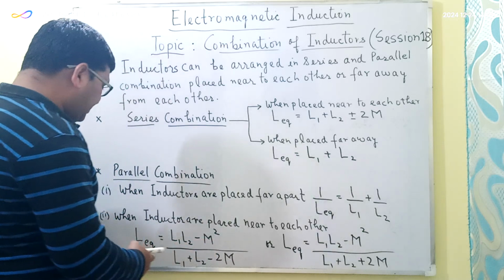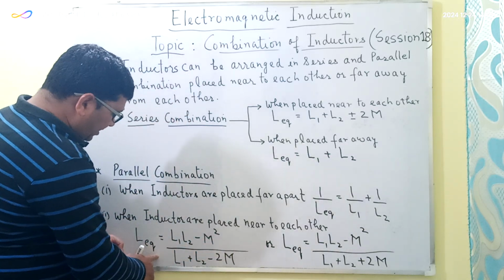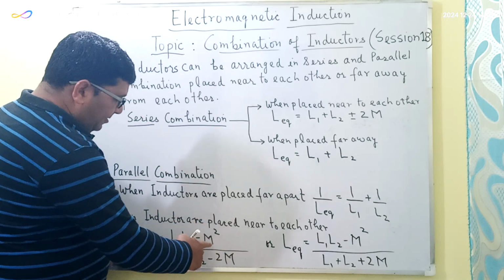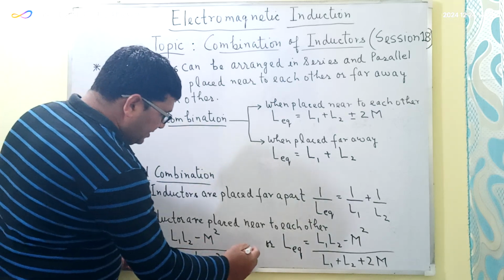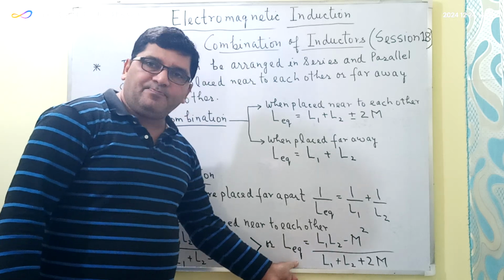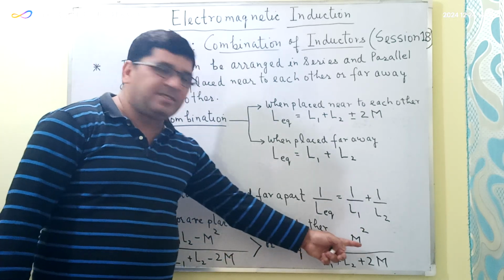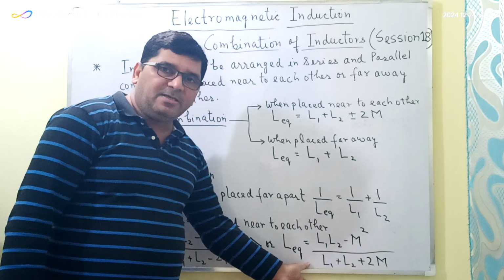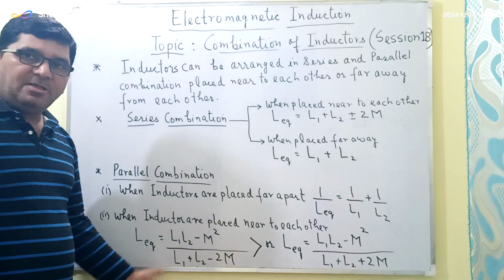So the equivalent inductance of the two inductors connected in parallel, when their magnetic fields are aiding each other, will always be greater than the equivalent inductance of the two inductors connected in parallel when their magnetic fields are opposing each other. This is the formula for it, and this value will always be less than this value.